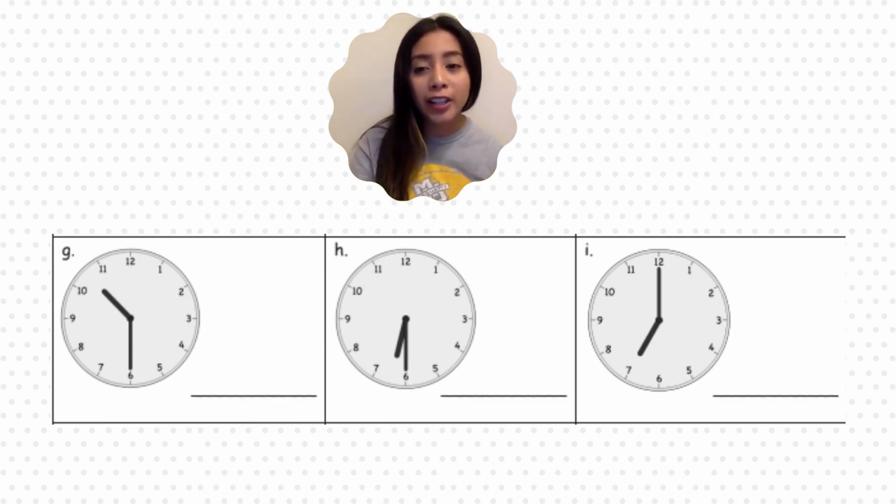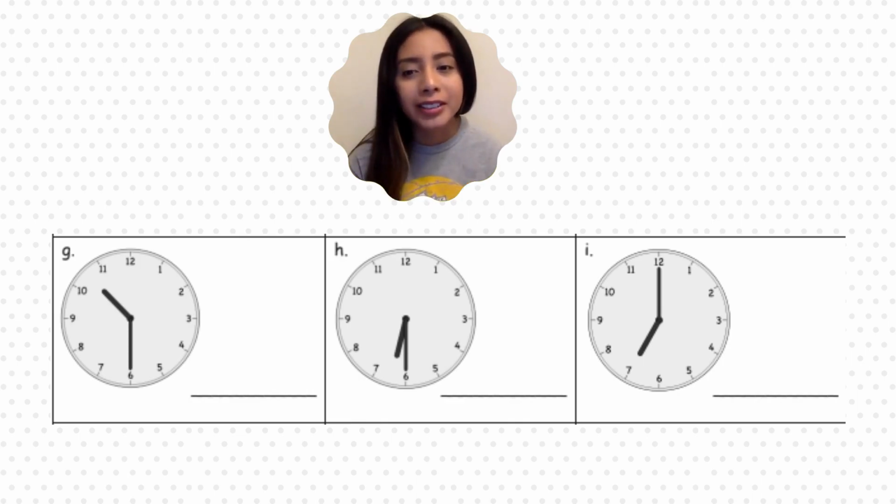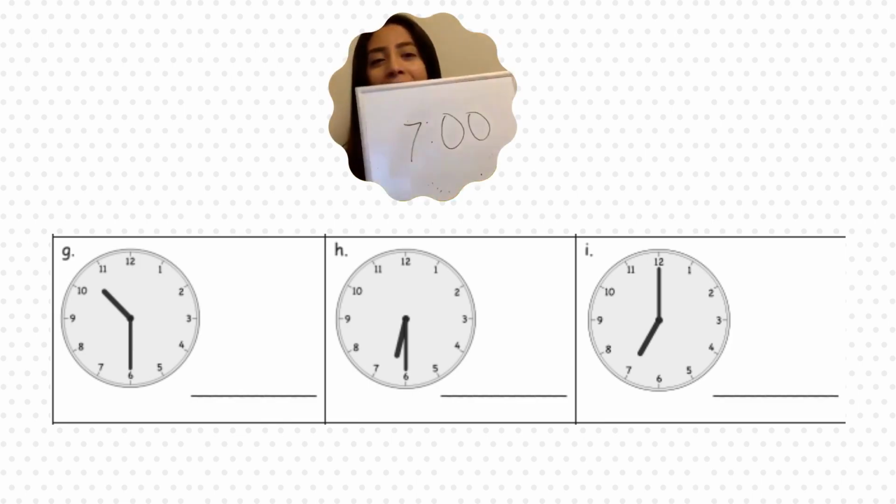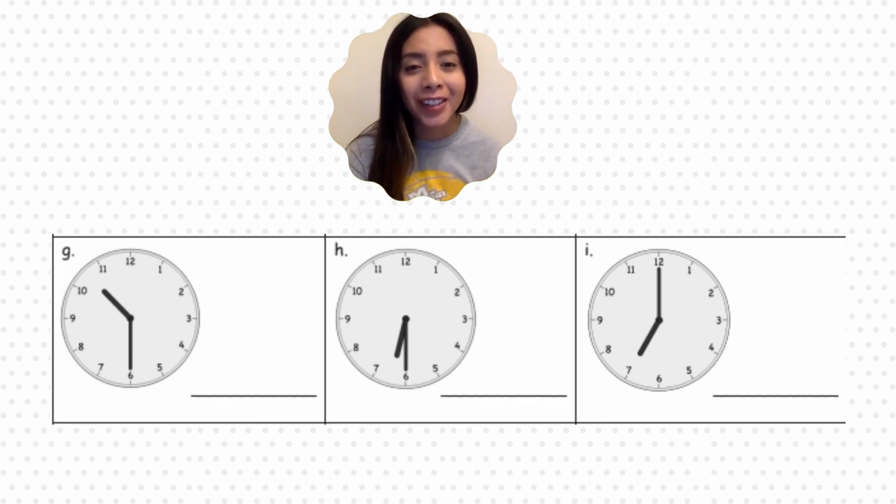Right, let's do letter I. I'm going to write the answer down, and I also want you to write it down, or again, just say the answer. What time is letter I showing us? I see the minute hand is on 12, and I know that means that 0 minutes have passed, and the hour hand is touching 7. So, what time is it? It's 7 o'clock. Letter I is showing us 7 o'clock.